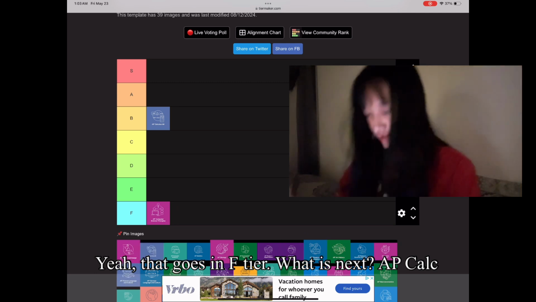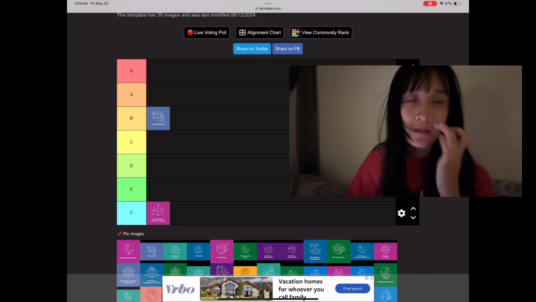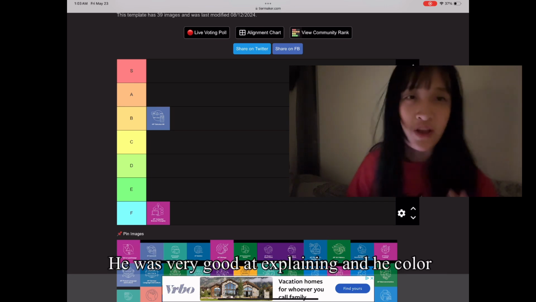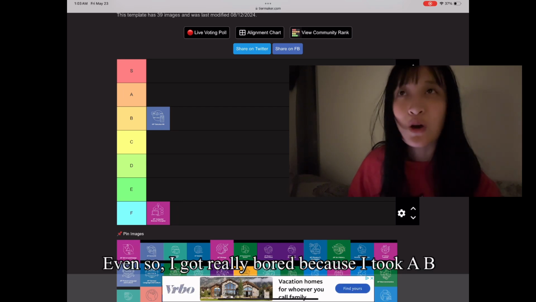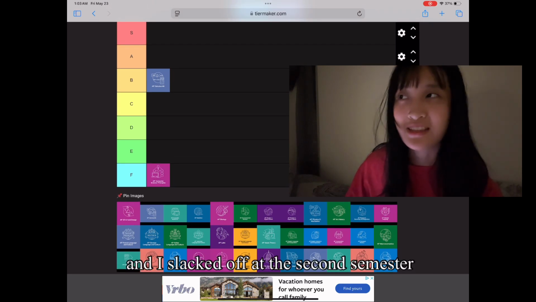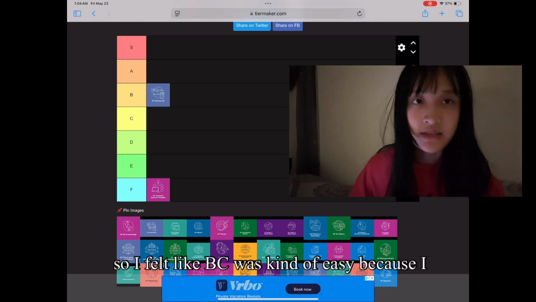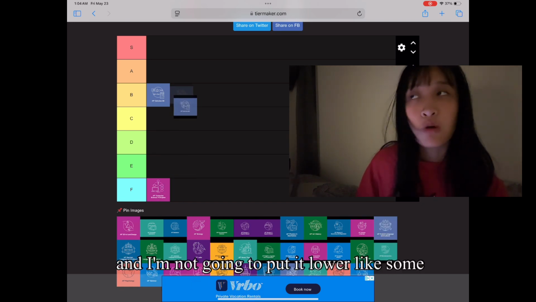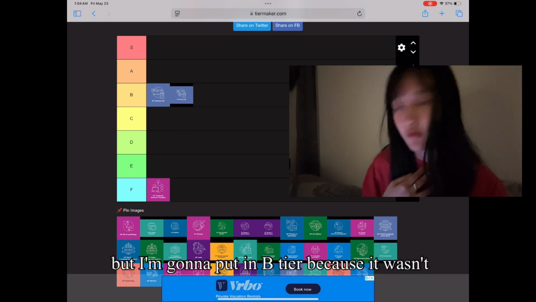What is next? I can't read. AP Calc BC. So my teacher was, this is a different teacher than the Calc AB one, but he was very good at explaining, and he color-coded all the notes really well. Even so, I got really bored because I took AB and I slacked off in the second semester and kind of slept. Oh, I shouldn't say that. So I felt like BC was kind of easy because I took AB, and that's why I'm gonna put it in B tier, and I'm not gonna put it lower. Some people might put it lower, but I'm gonna put it in B tier because it wasn't that bad for me.